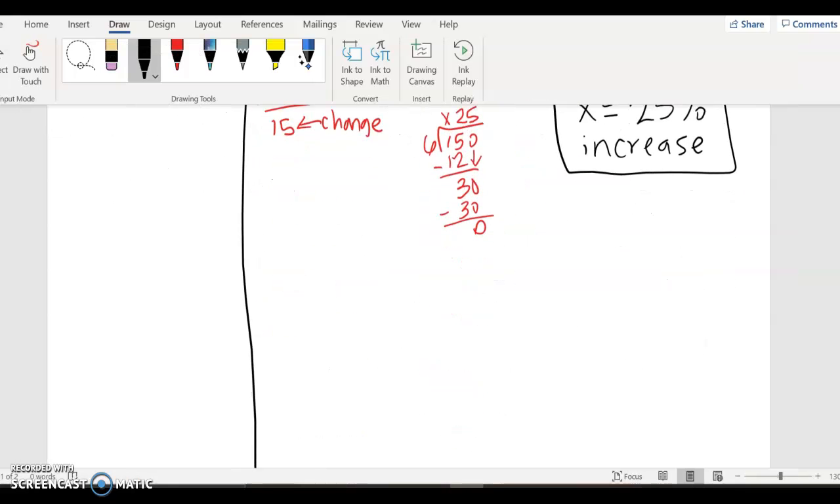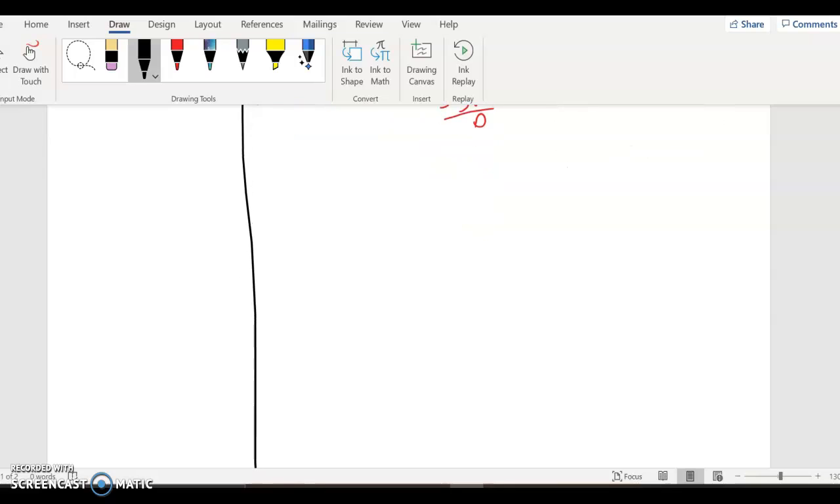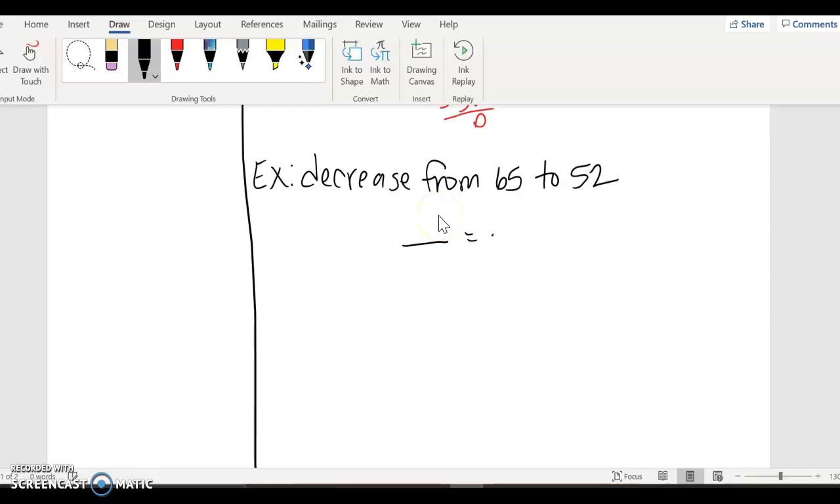So in our notes, we're going to put in an example of a decrease from 65 to 52. And again, we can set up our proportion, 100. We do not have a percent again, so x is going to go on top of 100.